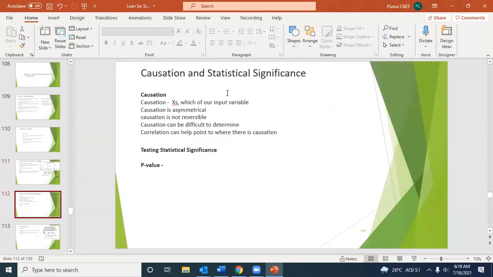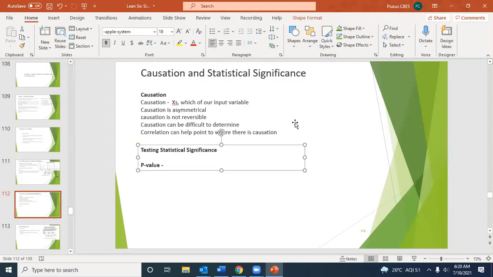The causation and the statistical significance. The same thing we discussed with the variable inputs. X is our input variable, and causation is asymmetrical. Causation is not reversible, and causation can be difficult to determine. For example, if you go to Dr. A, the causation is difficult to determine, right? Only a very small, narrow difference is coming, and the correlation can help show where it is causation.